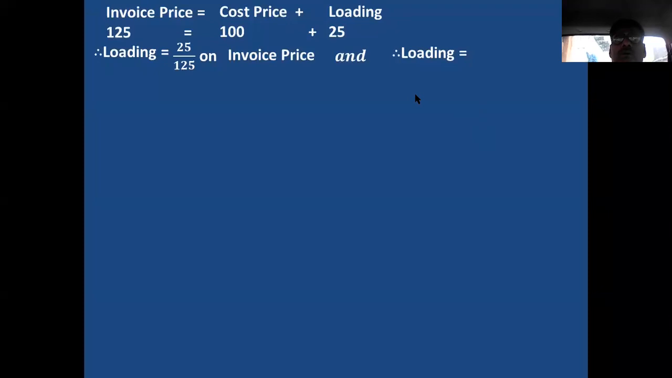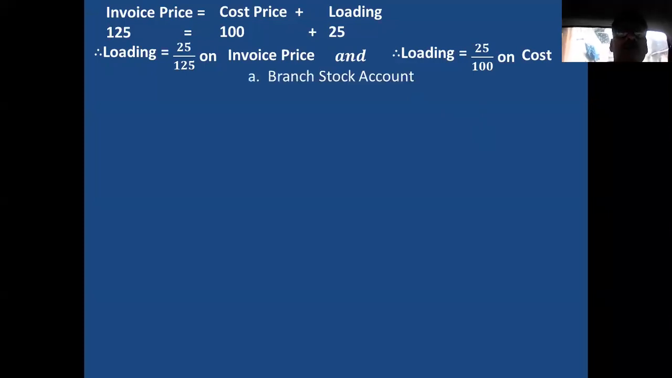Loading is equal to 25 divided by 100 on cost. So on cost it is 1/4, on invoice price it is 1/5. Remember this. The first is used for removal of loading, and the second is for adding loading to the cost. Remember this. Okay, so you see the branch stock account.